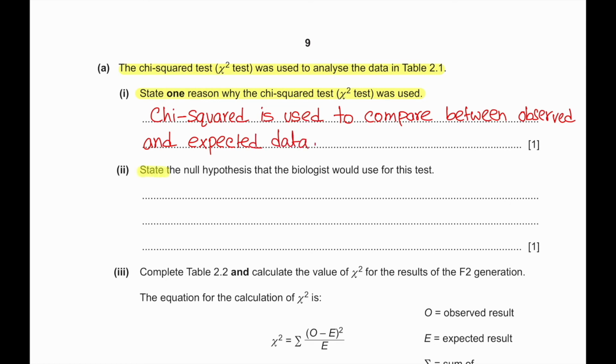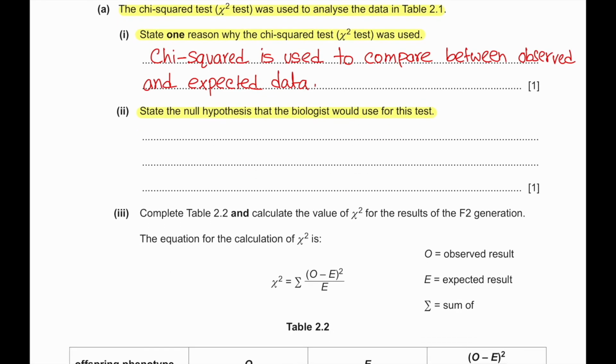Part 2. State the null hypothesis that the biologist would use for this test. So a null hypothesis would be that there is no significant difference between the observed and the expected result. If there is any difference, then it would be due to chance.